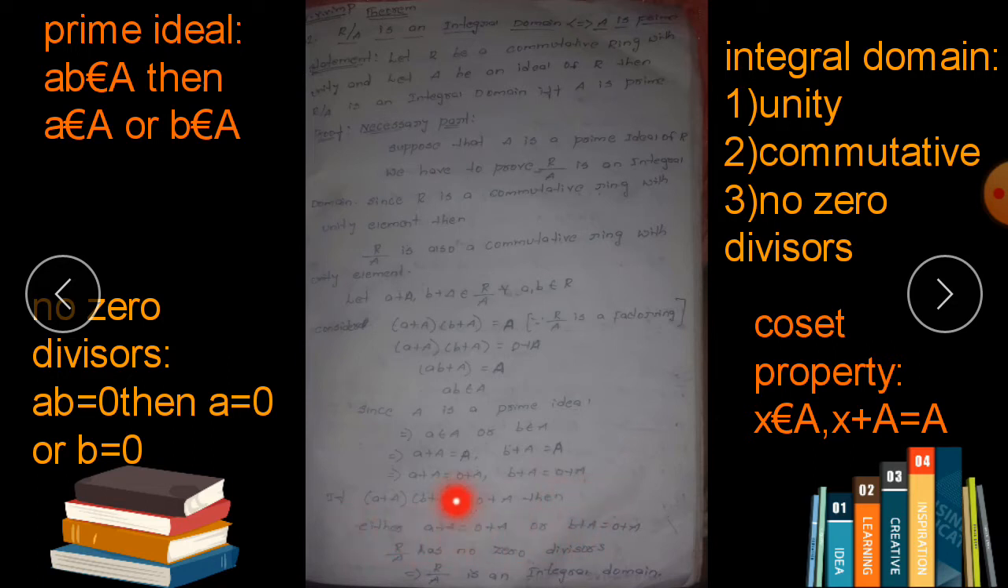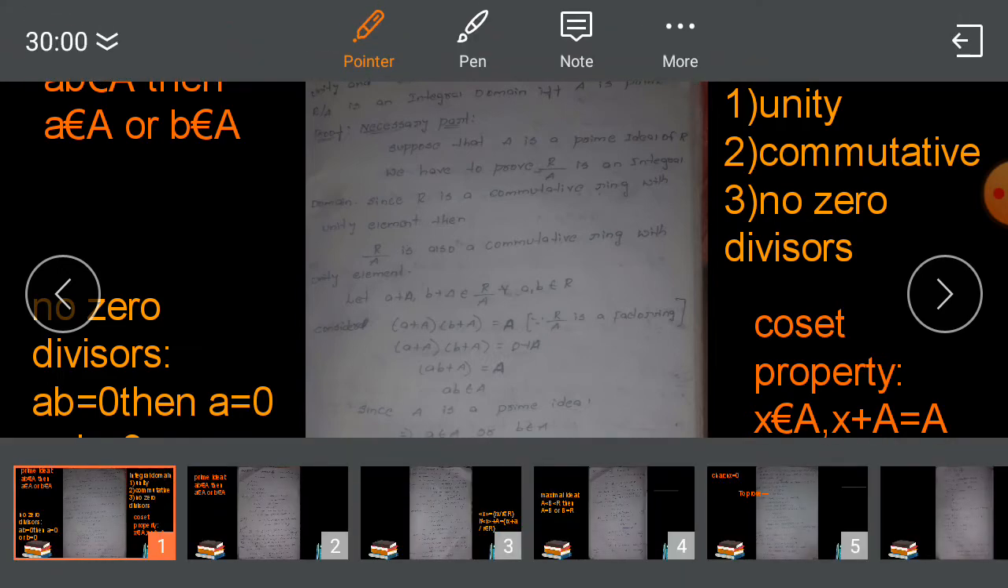Now in the place of this zero divisors condition, we are taking a plus A instead of a, b plus A instead of b, and 0 plus A instead of 0. Then we got a plus A equals 0 plus A, or b plus A equals 0 plus A. Compare this with zero divisors: it is satisfied under the quotient ring R/A. So we can say R/A has no zero divisors. We have satisfied the three conditions, so we can say R/A is an integral domain.